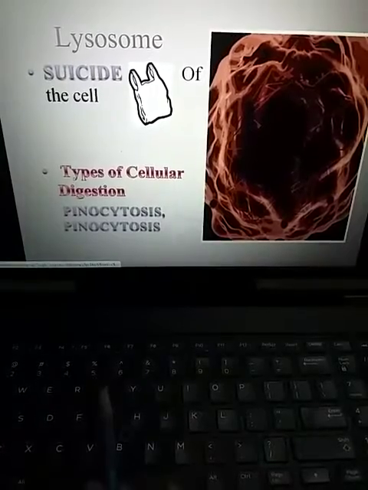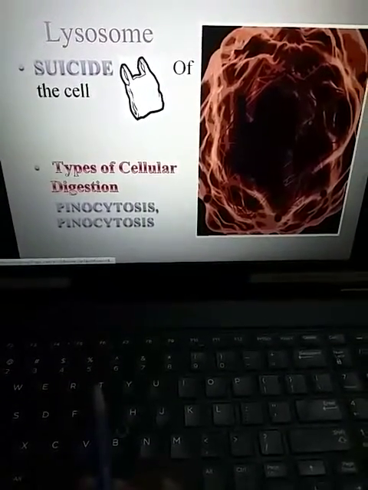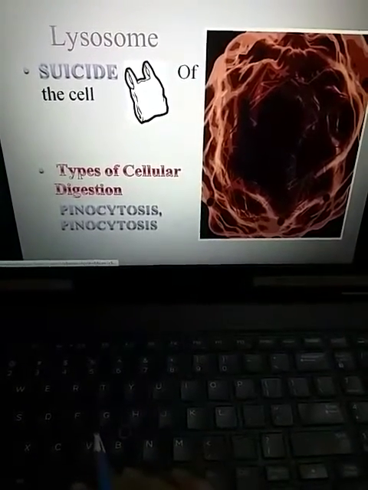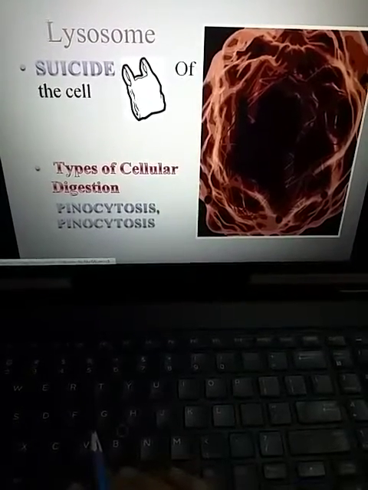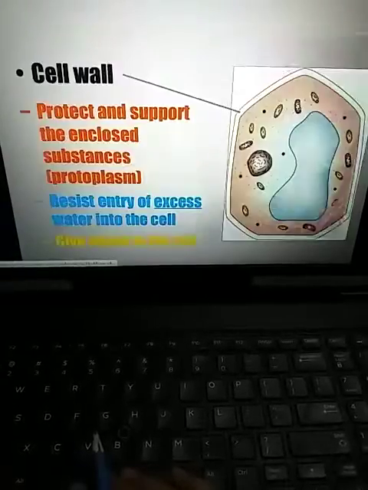These are the suicide bags of the cell, and we will read about its detail in further topics. And there are two types of the lysosomes. These are for the digestion. This is known as the pinocytosis and the phagocytosis.